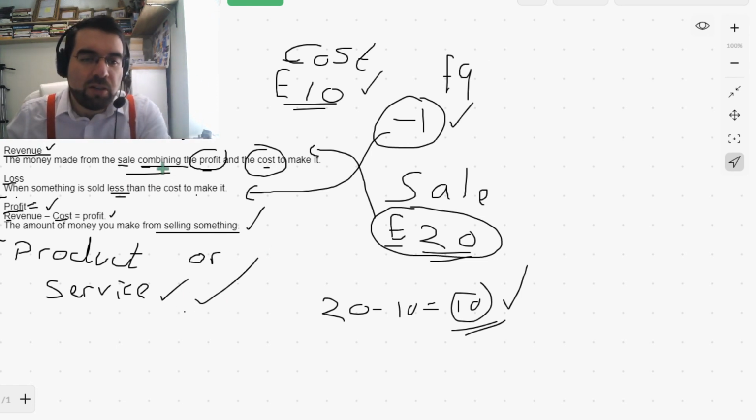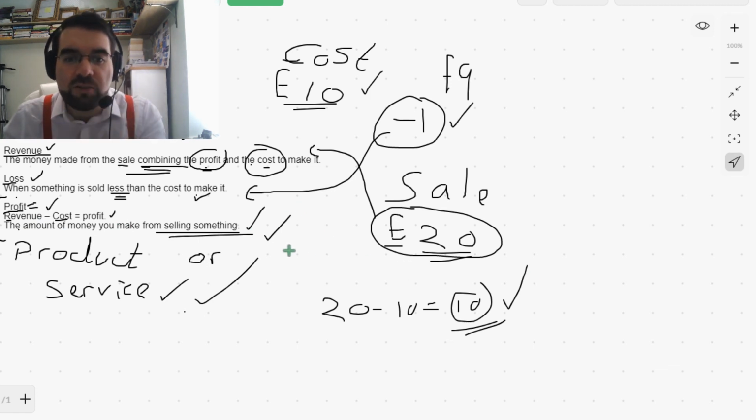So revenue: money combining profit and cost. Loss: when something is sold for less than the cost to make it. And revenue: the amount of money you make from selling something. The sales.